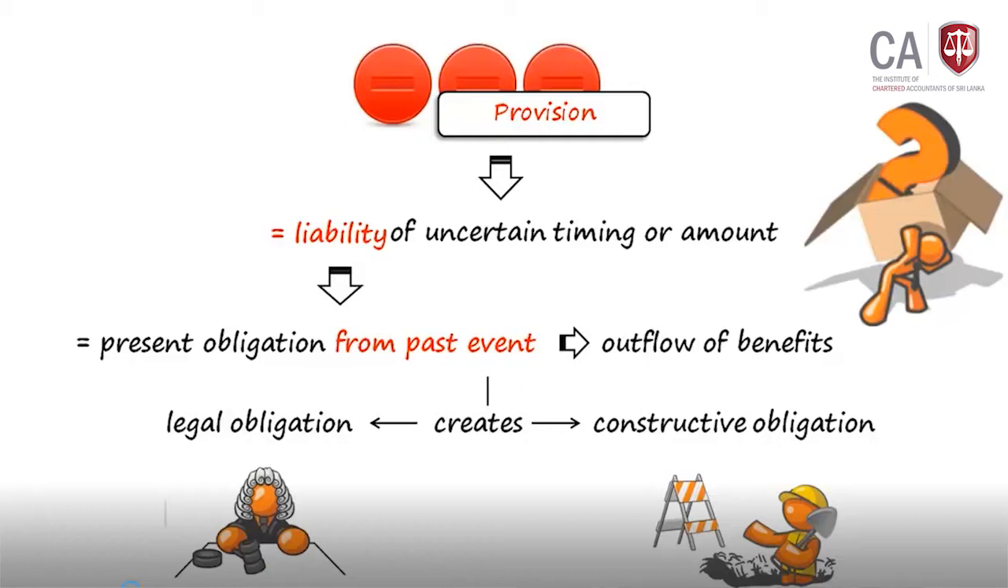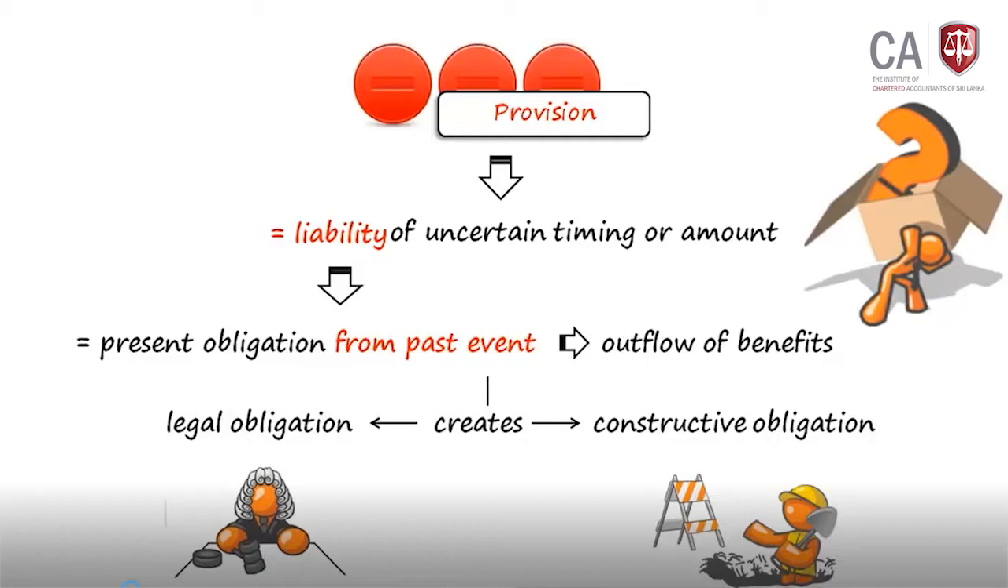What do you mean by liability? The definition of liability we have discussed under the Conceptual Framework, when we went through the elements of financial statements. There are five elements, and one of them is liability. So, the standard says provision means a liability of uncertain timing or amount. We do not know the precise amount that we are going to pay, and we do not know when we are going to pay. But anyway, it's a liability.